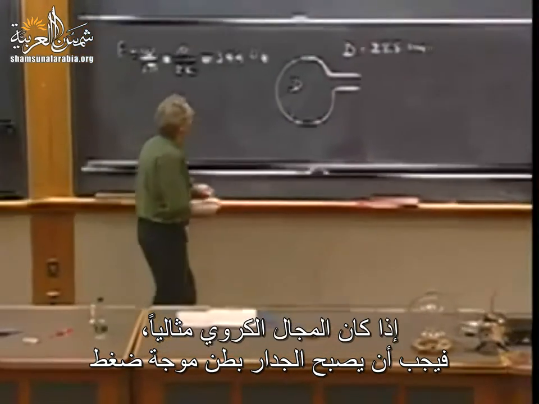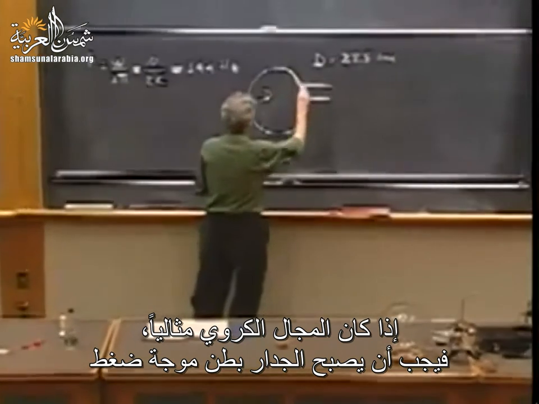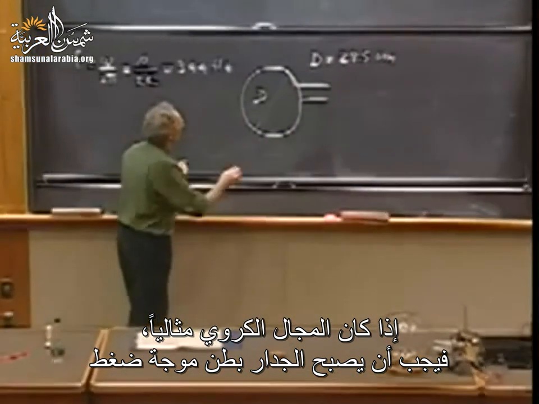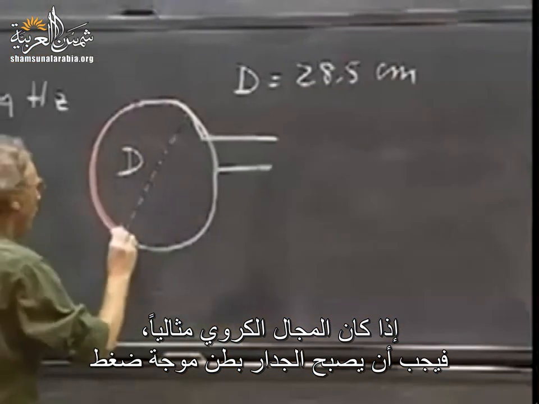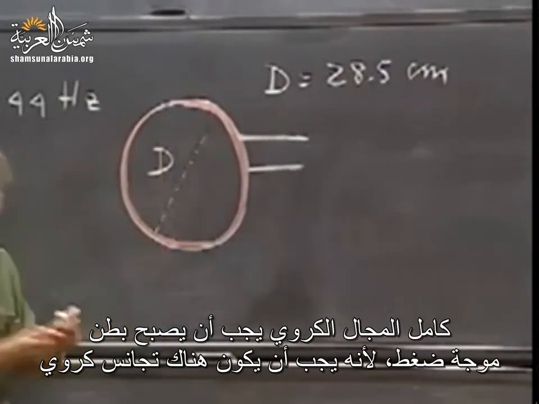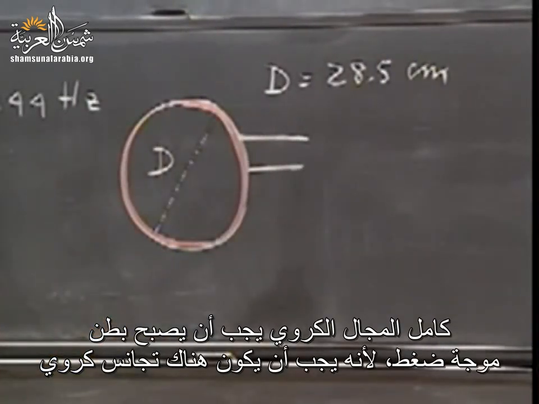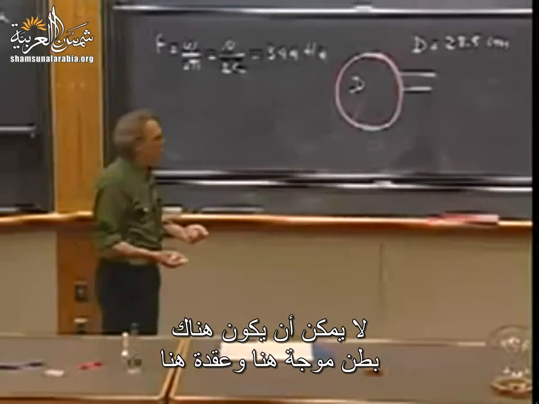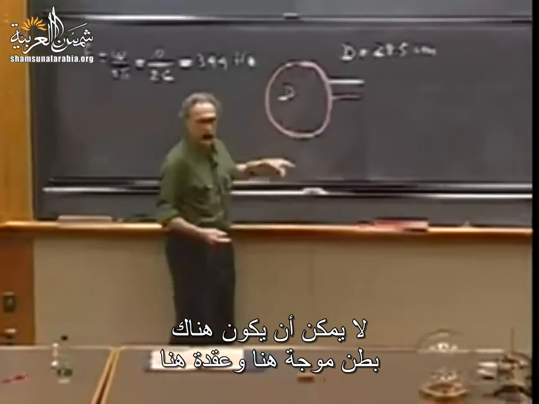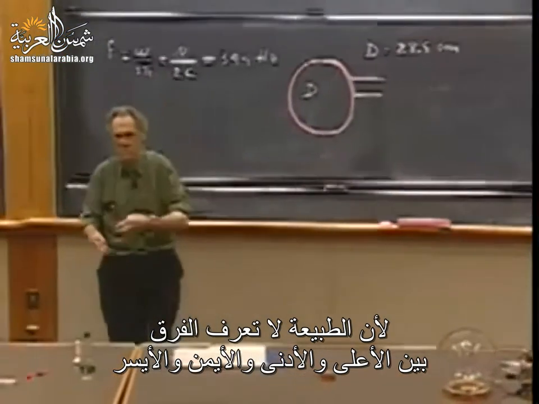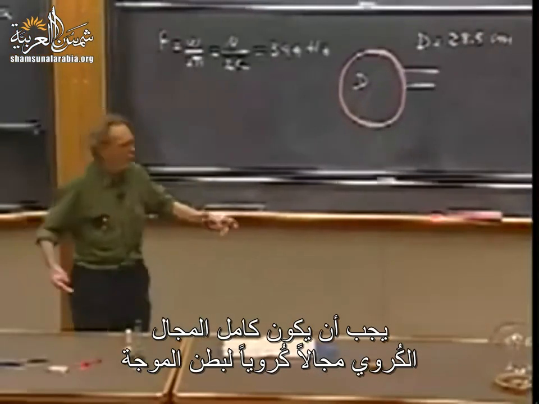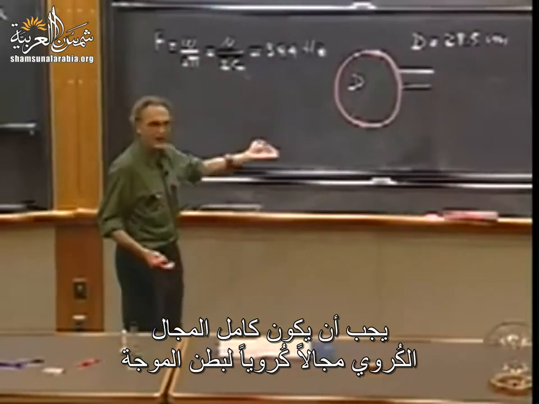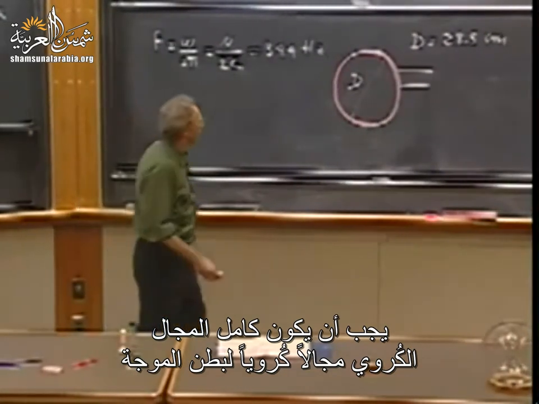If this were a perfect sphere, then clearly the wall here must become a pressure antinode. A complete sphere must become a pressure antinode because there must be spherical symmetry. The sphere is a sphere, right? There must be spherical symmetry. You cannot have an antinode here and a node here because nature doesn't know the difference between upstairs, downstairs, left and right. So it must be a complete antinode sphere.